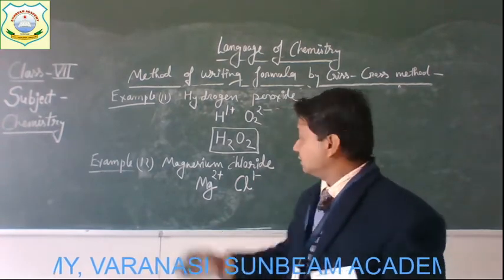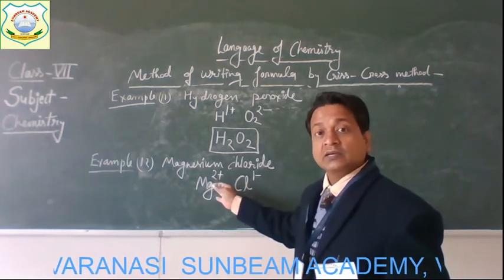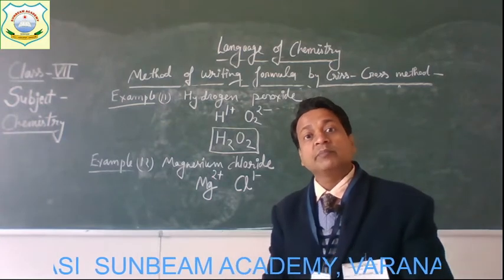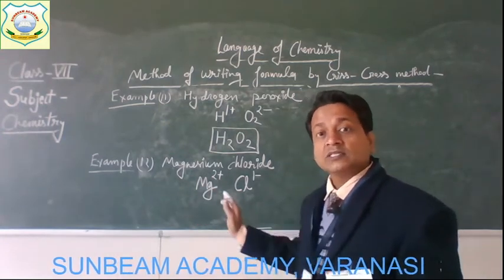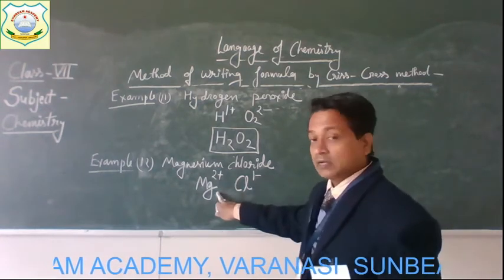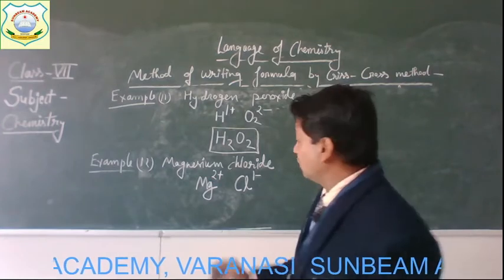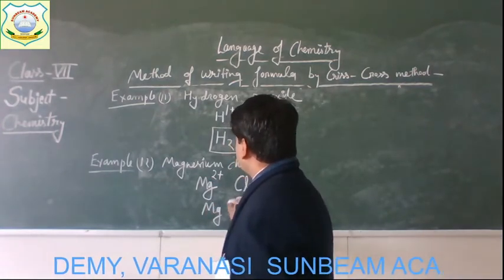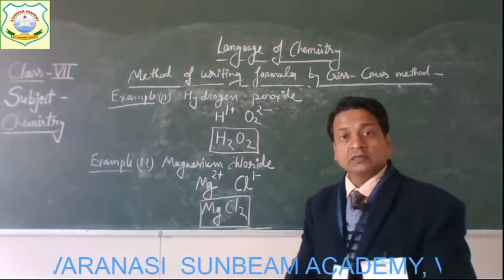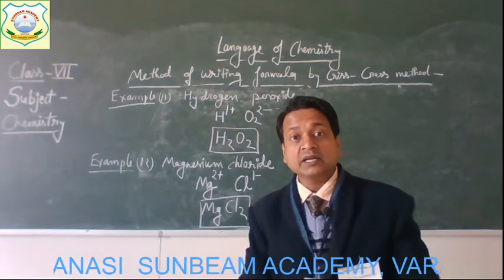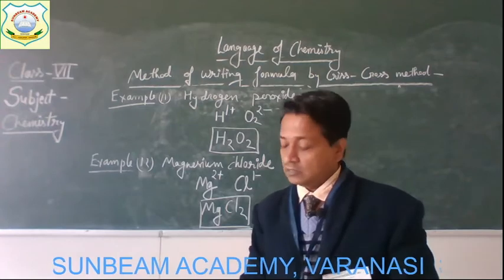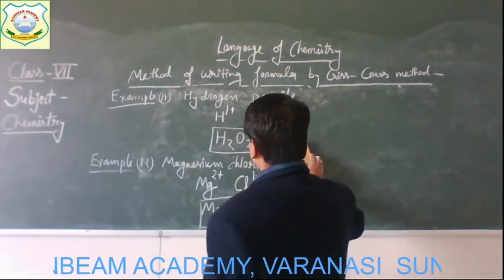And as you are able to see, there is nothing common in 1 and 2. So no common factor is there in 1 and 2. So simply we will cross the valencies. This 2 will come here and the 1 will come here. And now we'll get our formula. So the formula is MgCl2. So what is the formula of magnesium chloride, children? It's MgCl2. Got it? Now, take some other example.